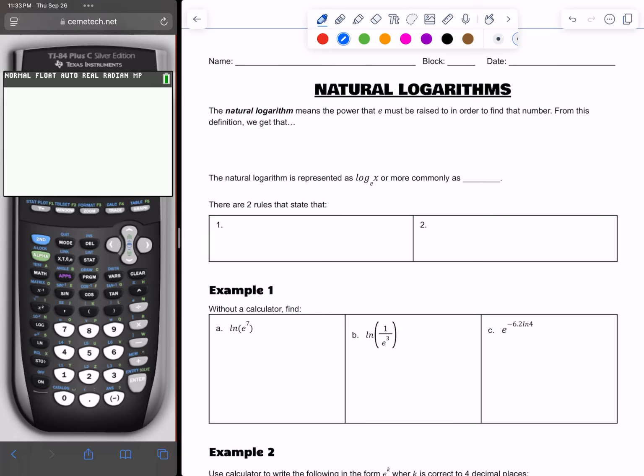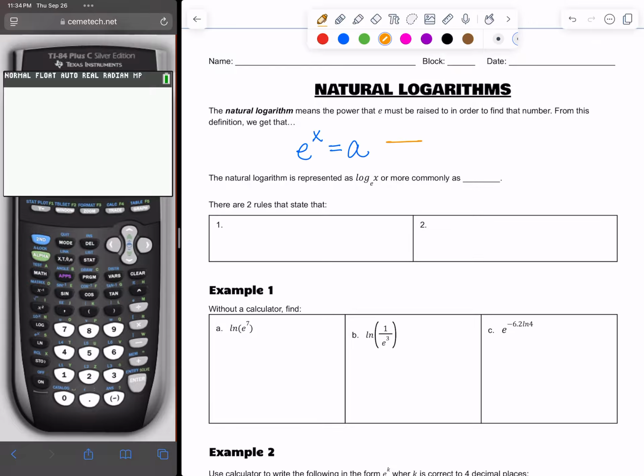Hello, today we're going to talk about natural logarithms. So the natural logarithm means the power that e must be raised to in order to find that number. So from this definition, we can get that e raised to some power, let's say x, is going to be equal to some number, let's call it a.